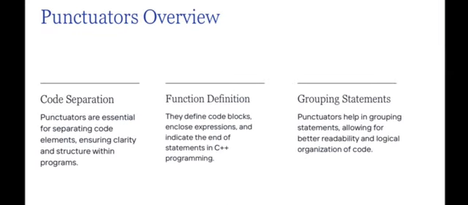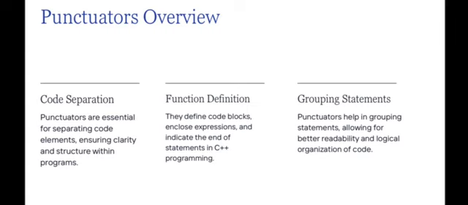Punctuators overview. Now let's talk about punctuators. Punctuators are the tiny symbols that bring order and structure to our code. They help separate elements and define where one part of the program ends and another begins. For example, curly braces are used to mark the beginning and end of a function or a loop.